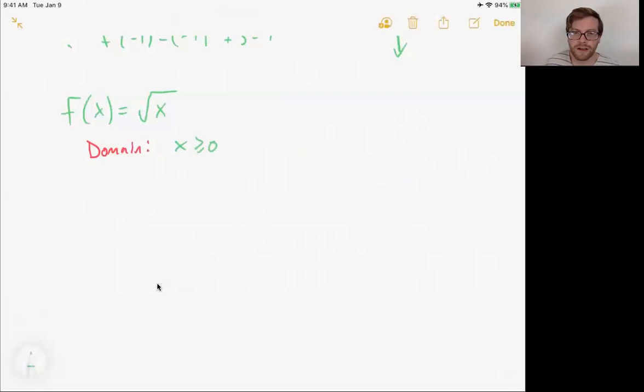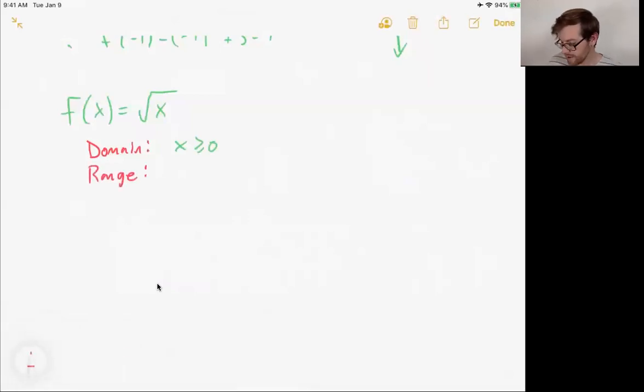I can't do it for -1. I can't do it for -4. You can't say what number times what number equals -4. If I'm only allowed to work with real numbers, it won't work. 2 squared is 4, -2 squared is still 4. It doesn't work. So the domain is x has got to be greater than or equal to 0. And the range, we can think about that one too real quick. So look at the range.